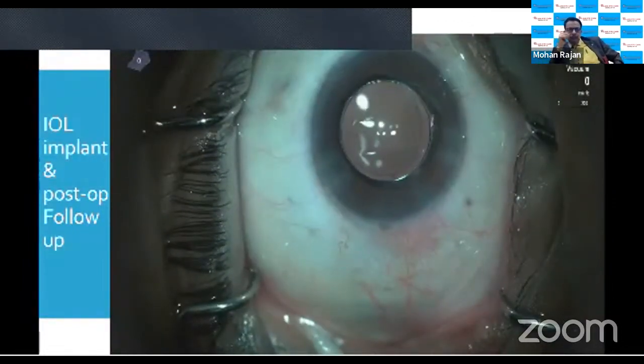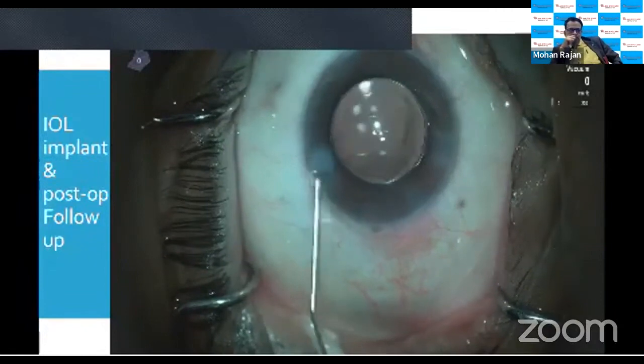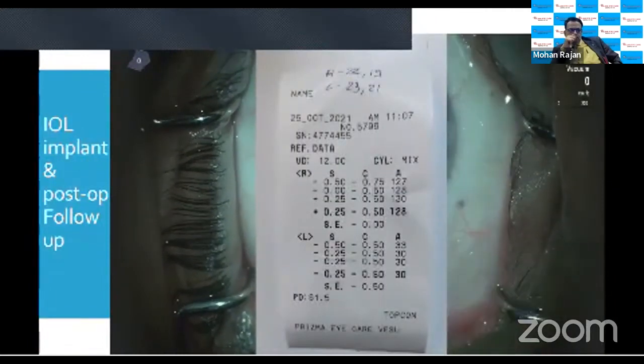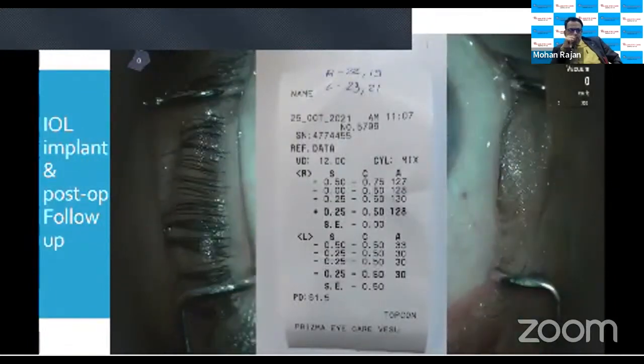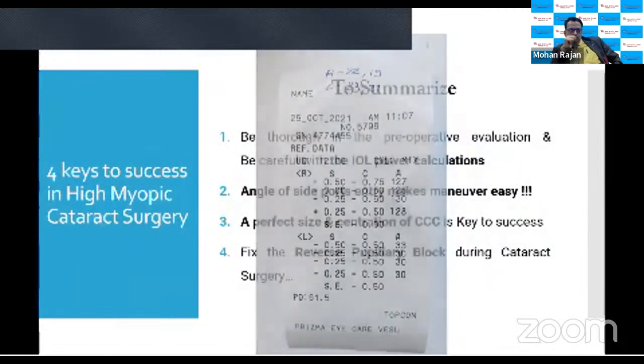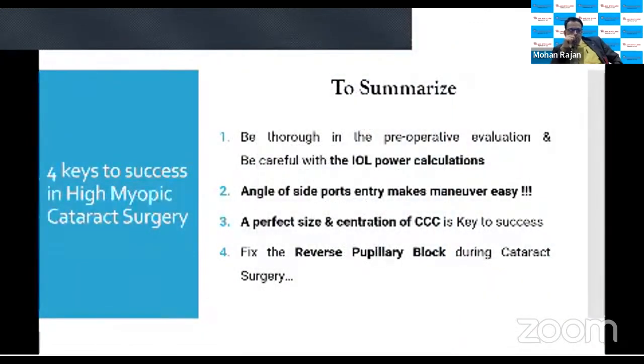The side ports are sealed immediately with just a single hydration, as there is very little manipulation and distortion of the wound. The second eye is posted after a few weeks. This is the post-operative refraction reading, and we are glad that we are bang on target, and of course the patient is also thrilled because he said he had never seen anything like this in his entire life. After 1 month, detailed refraction and retina examination is done and the patient is doing well.